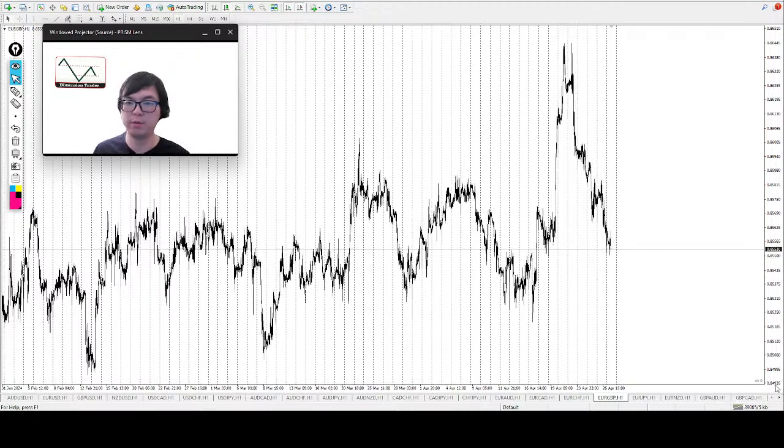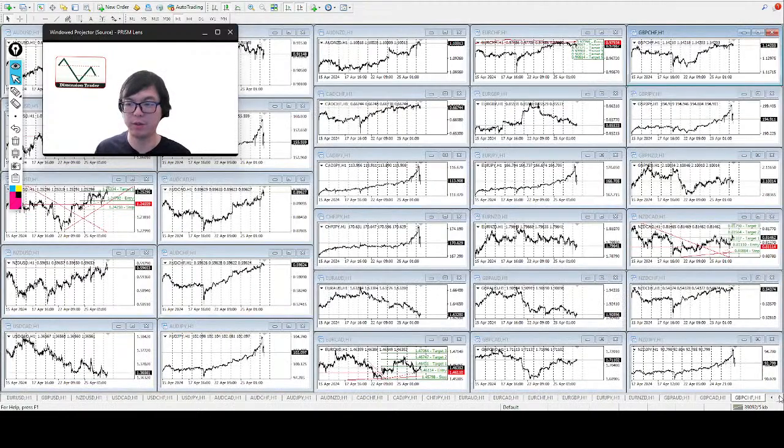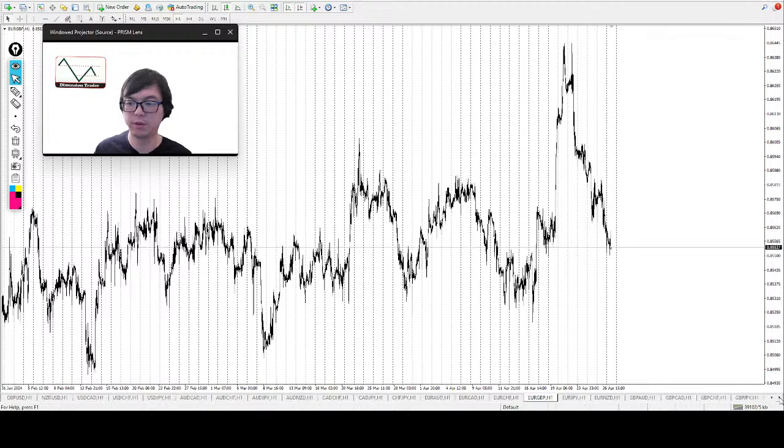Euro Pound, nothing going on. Trend line respecting. We got a support hit. We are still waiting for a setup on this one. Nothing happening yet. So we are not going to have any setup trade on this one.